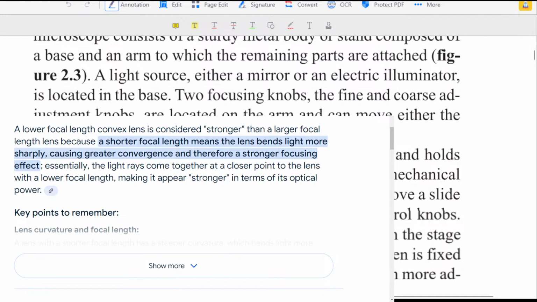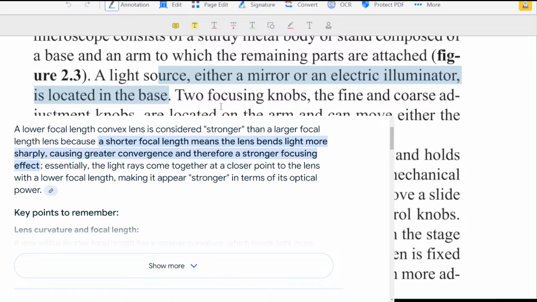A light source, either a mirror or an electric illuminator, is located at the base. So guys, we usually think that the light will go from the upper area directly towards the lens. But in a microscope, it is different. Don't forget the microscopes that you used in your 8th, 9th or 10th class, which used the light from the environment, right? The natural light, which of course came from the upper area or from the sides.